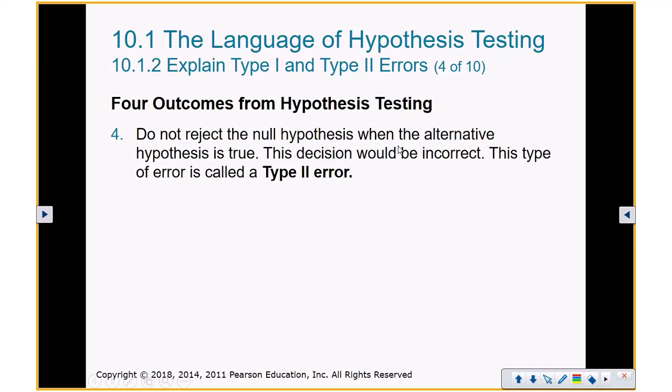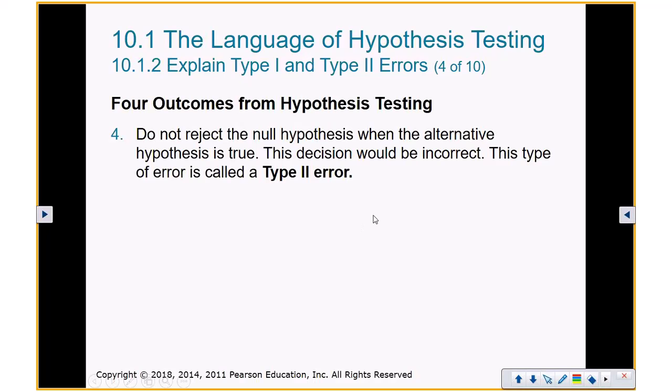Do not reject the null hypothesis when the alternative hypothesis is true. Do not reject the null hypothesis when, okay, what is this saying? Don't believe the null hypothesis when you've proven the null hypothesis to be false. So these second 2, 3, and 4, do you really need to write those down? No.